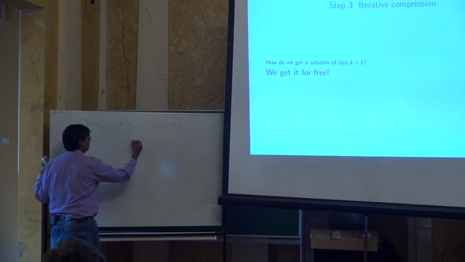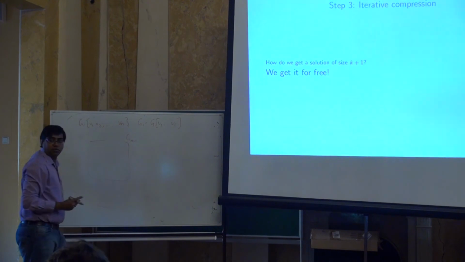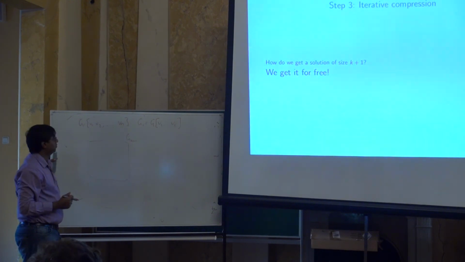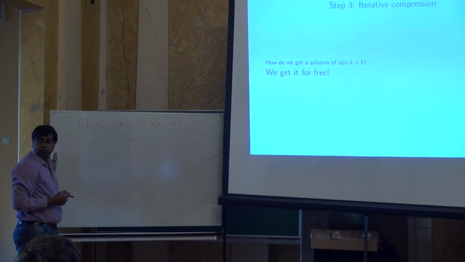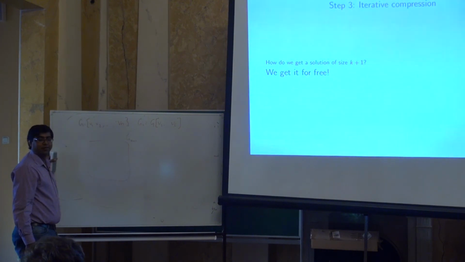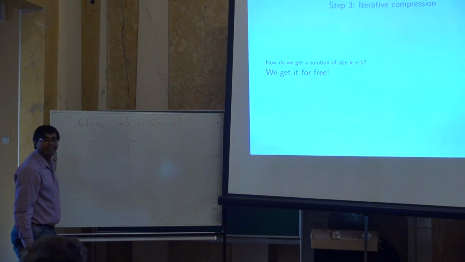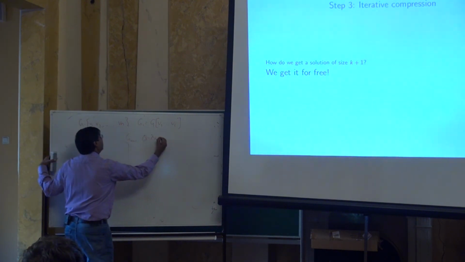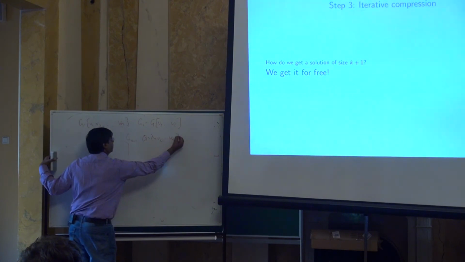Let's write down G_{k+1}, which basically means the graph induced on the first k plus 1 vertices. Okay? Can you find Q here? In this graph, can you find Q? Exactly. So Q is {v1, v2, ..., v_{k+1}}.